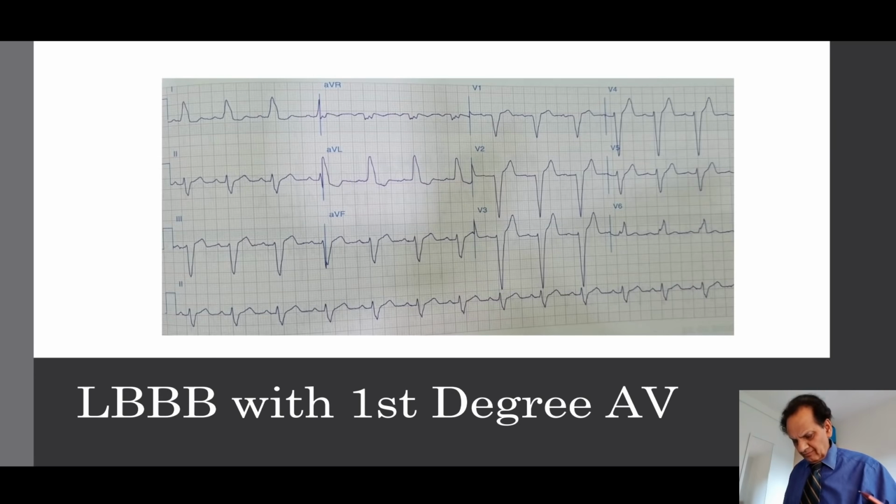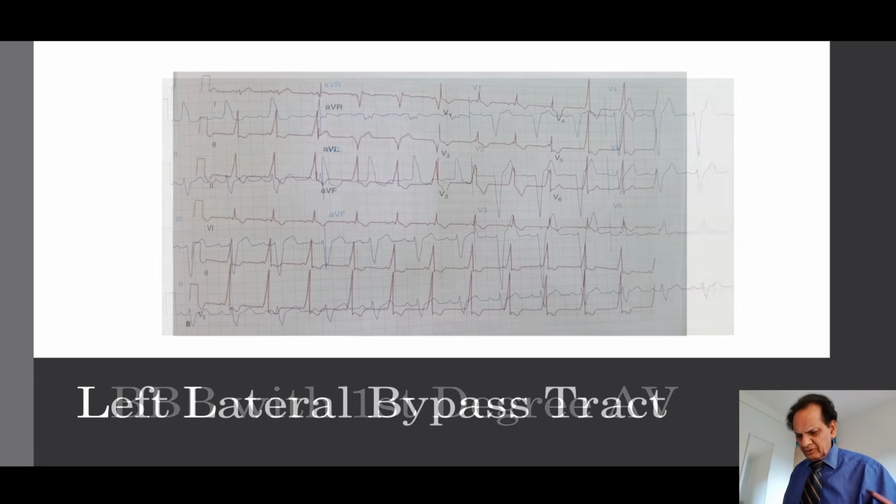Left bundle branch block with a first degree heart block. While left bundle branch block, see the V6, very clearly seen. See the lead 1, nicely seen. See the ST elevation in V1, V2. Left bundle branch block, and just count the PR interval. It is 0.24 or something.